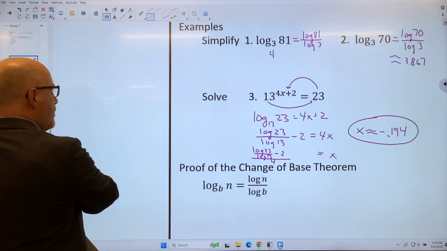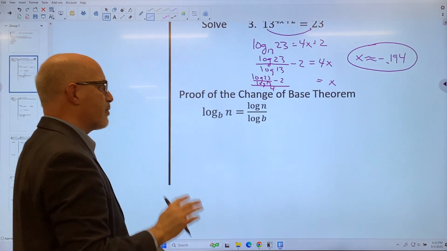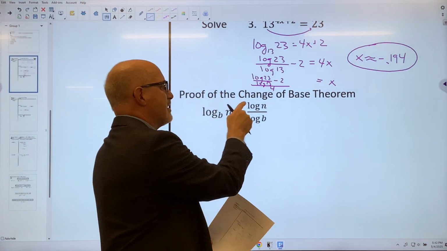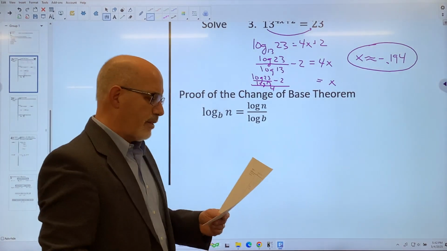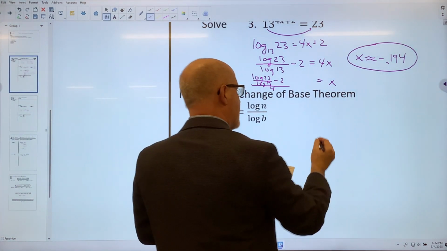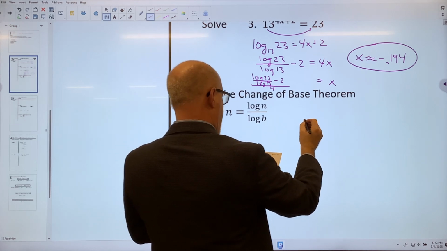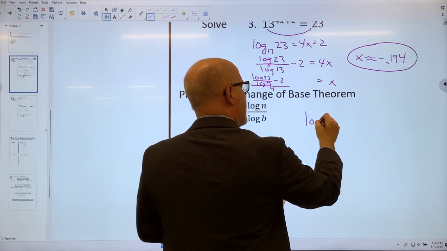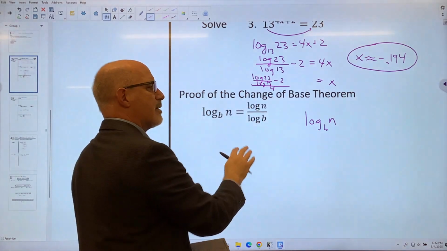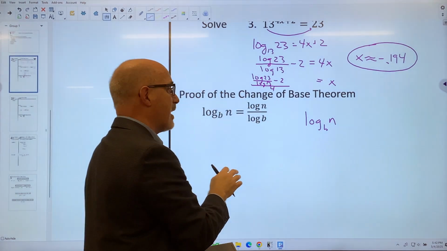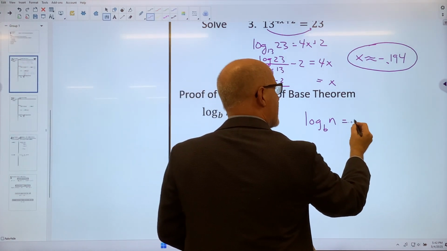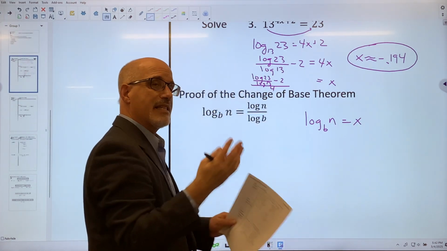Now, what I want to do to finish this is to prove to you the change of base theorem. We want to prove that this is equal to this. The way I'm going to start this proof is I'm going to start with an exponential. I'm going to start with log base b of n. I'm going to start with this side, and I'm going to get it equal to finish with that side. So what I do when I want to simplify these, remember, is I'll set it equal to x. So I want to get what x is equal to.